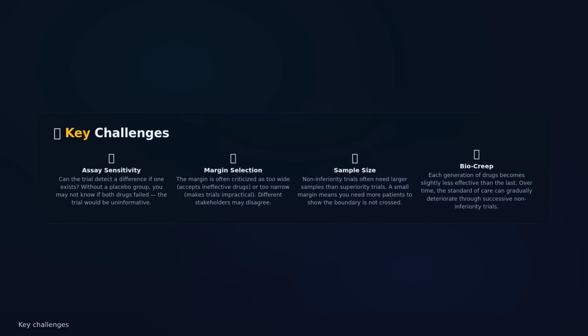First, assay sensitivity. Can the trial actually detect a difference between treatments if one exists? Without a placebo group, you might not know if both drugs failed. Second, the choice of margin is sometimes criticized as being too wide or too narrow. Third, these trials often need larger sample sizes than superiority trials because the margin is small. Fourth, there is a risk of bio-creep. Each generation of drugs becomes slightly less effective, and over time, the standard of care can deteriorate.